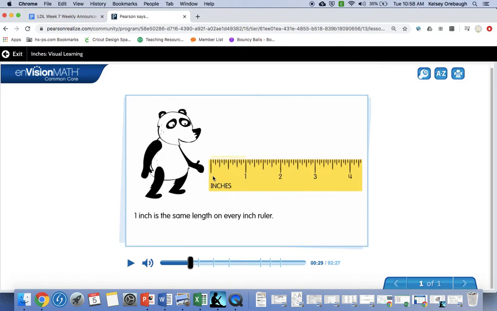We always start on the left side before 1, because that is technically 0 inches. And then this space from the first line to the number 1 is 1 inch.